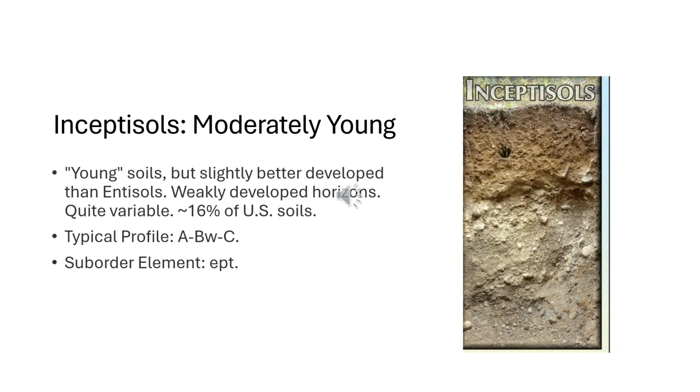Inceptisols are another young soil, but they are slightly more developed than entisols. You start to see weakly developed horizons with a typical profile being A, topsoil, B, which is weakly defined, or doesn't have much clay accumulation, and of course your C. They're very variable in nature, just like the entisols, scattered across the U.S., but they make up about 16% of our soils.